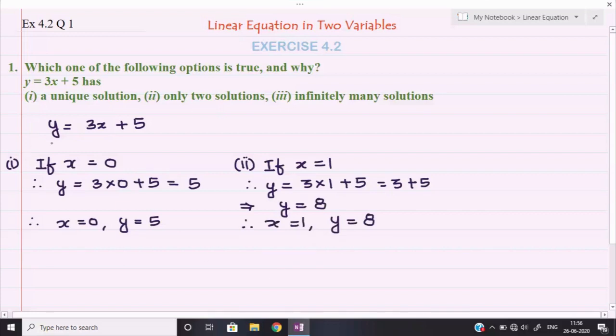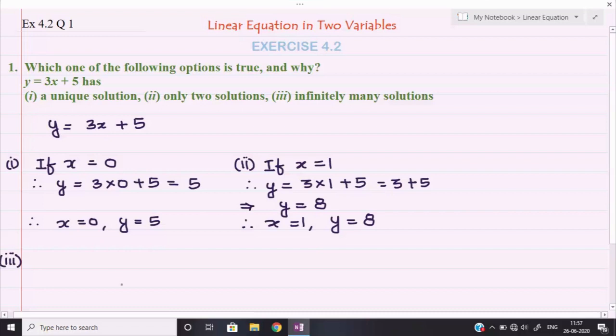You can check by putting this value in the equation. See, the left hand side will remain 8 because it is the value of y only. Put x equal to 1: 3 into 1 is 3 and plus 5, that will also be 8. So this is also a solution of the given equation. Now here the first option, unique solution, is not true. It can't be a unique solution. We got up till now 3 solutions. Can we have more than 3 solutions?